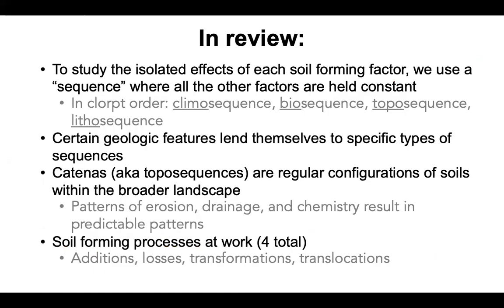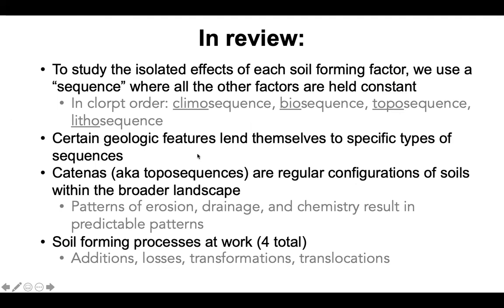Okay, so in review, when we want to study the isolated effects of each soil forming factor, we use a sequence, which is when we let one of our soil forming factors vary and all the other ones are held constant. So we have climosequences, where climate is the thing that's varying. We have biosequences, where the dominant organisms are the thing that vary. We have a toposequence, where the relief or the topography varies. We have a lithosequence, where the parent material varies. And then we also have a chronosequence, when the amount of time varies.